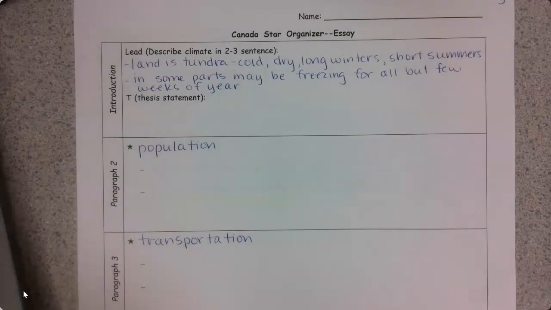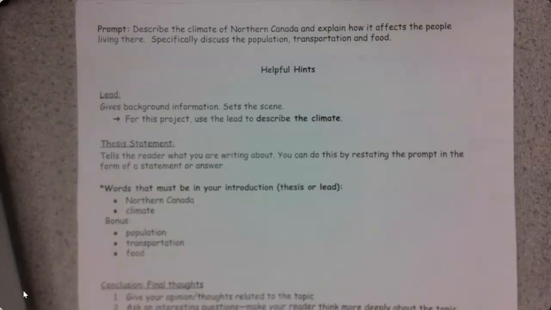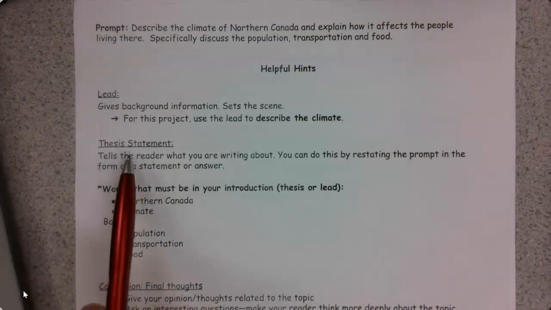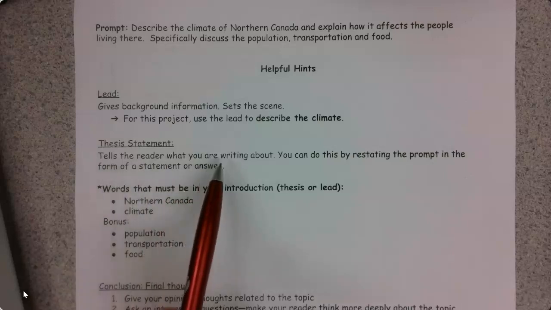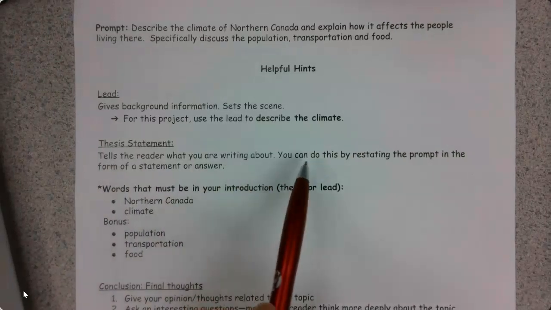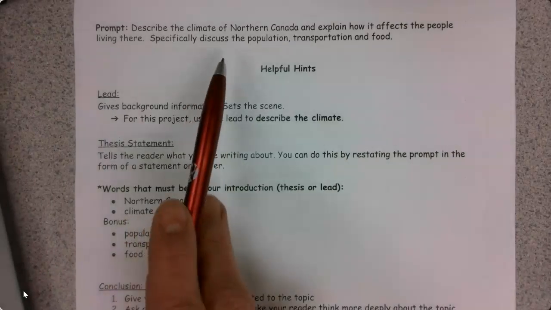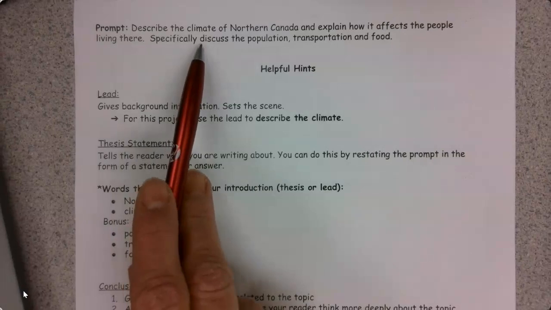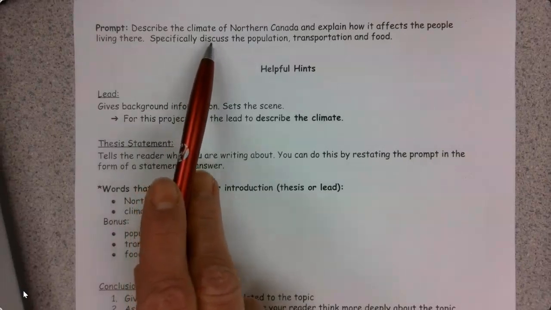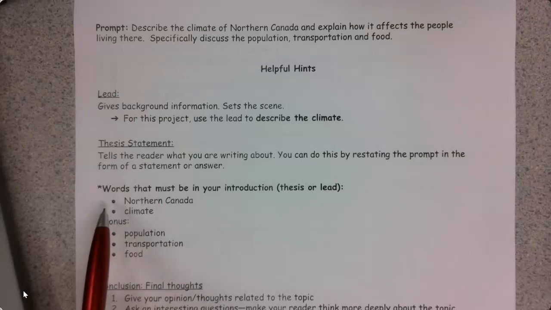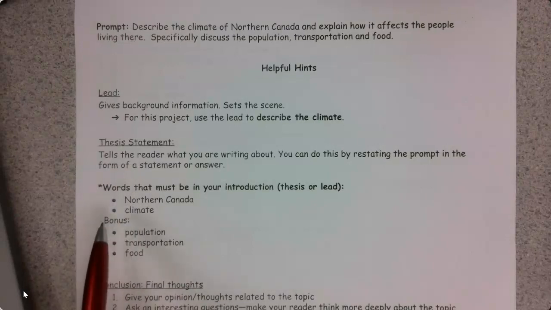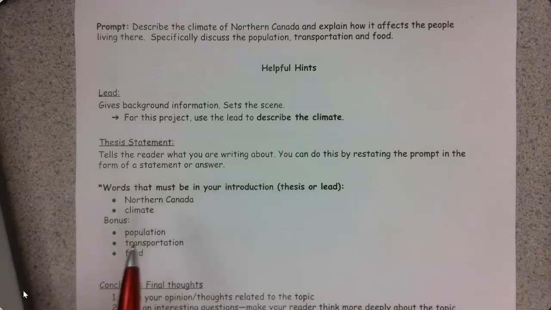Now let's talk about your thesis statement. I don't want to give too much away, so I'm not going to write one for you, but on the back there are some helpful hints for writing a thesis statement. So a thesis statement tells the reader what you are writing about in your whole essay. You can do this by restating the prompt in the form of a statement or answer. So a great place to go for a thesis statement is to look directly at what's written here. Keep in mind that there are some words that really must and probably should be used in your introduction, in either your thesis or your lead.